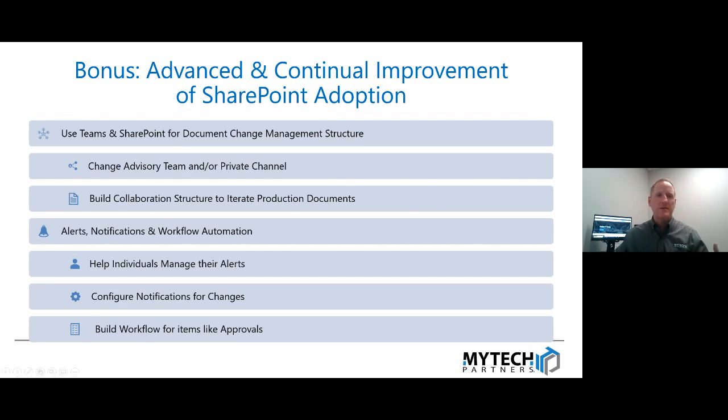So for instance, use Teams and SharePoint for document change management, as I illustrated. You can build a change advisory team or a private channel, and then build the collaborative structure to be able to iterate, with workflows to approve, document collaboration for multi-user editing, and then a process to move those iterative documents into production as a template, and then the associated notifications, because that then flows into helping your team with alerts, notifications, and workflow automation.